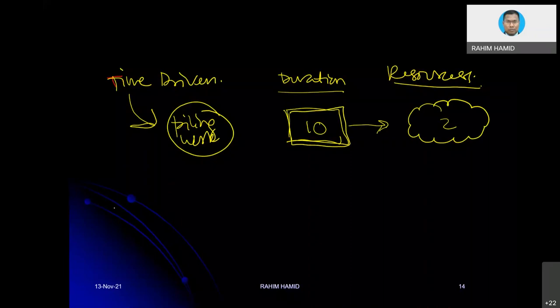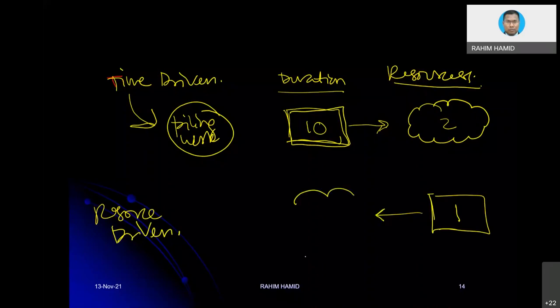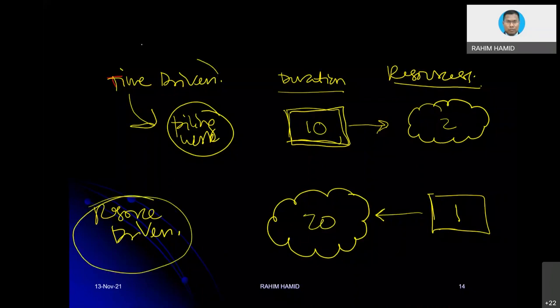Resource driven. Resource driven is the situation where we lock the resources. Let's say we can afford to use only one piling rig. For sure, subsequently, the activity duration would be affected according to the number of piling rigs that we use. So by comparison, if for 10 days we need two resources, if we lock the resources at one, then we need 20 days in terms of duration to complete.